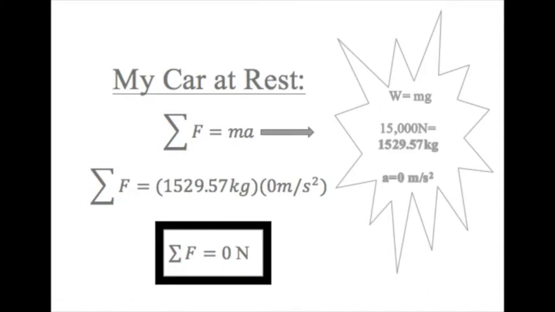15,000 newtons is converted to 1,529.57 kilograms, and the acceleration is 0 meters per second squared. One would multiply these values to figure out that the sum of forces within the system is 0 newtons.